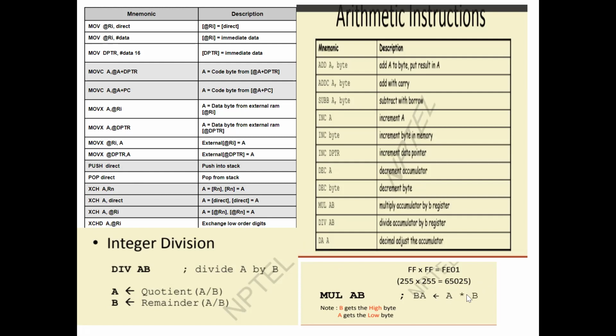So the lower order byte will be stored in the B register and the higher order byte will be stored in the accumulator. If I divide two values, my quotient will be stored in the A register and my remainder will be stored in the B register.